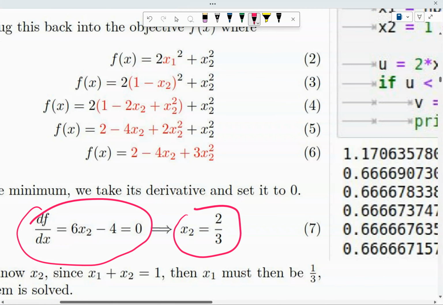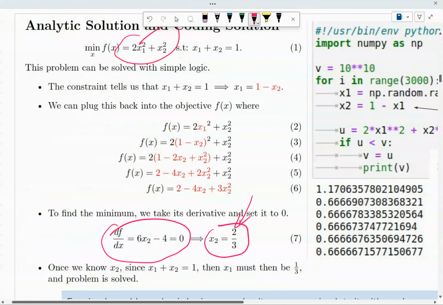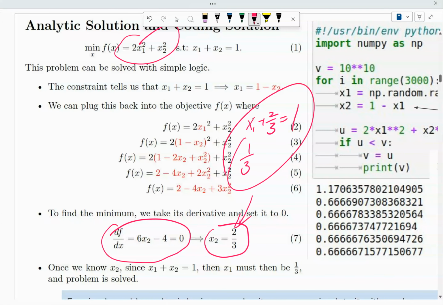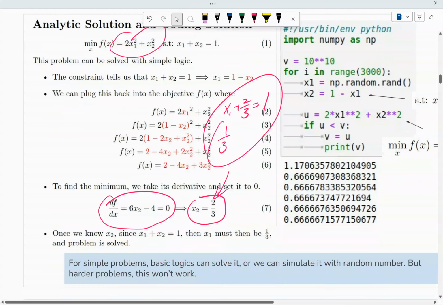So now we know x2. If we know the optimum x2, since x1 plus 2/3 is equal to 1, then x1 must be 1/3. So we just solved for x1 and x2. That's an example of how you can solve it this way.